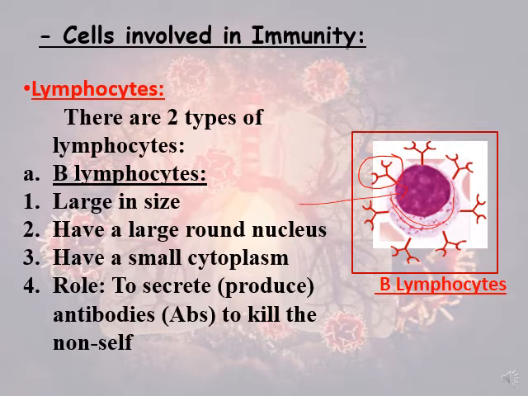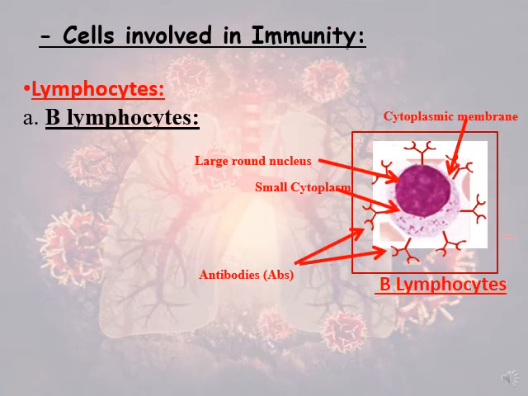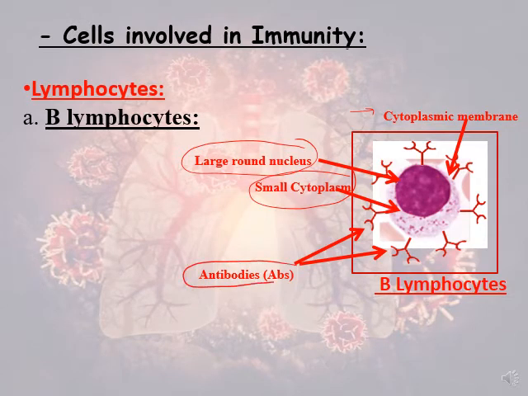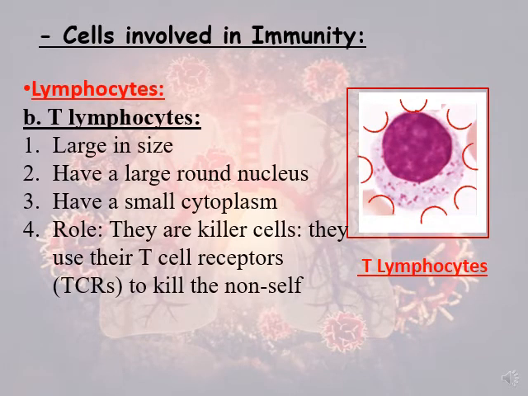We're going to see that the T lymphocytes have approximately the same properties, but they differ in role and in structure. So here, for the B lymphocyte, if you have to label the figure, this is the cytoplasmic membrane, the large round nucleus, and this is a small cytoplasm, and these Y-shaped structures are called antibodies. They secrete antibodies. Let's move now to the T lymphocytes.